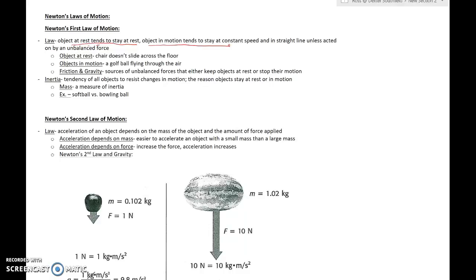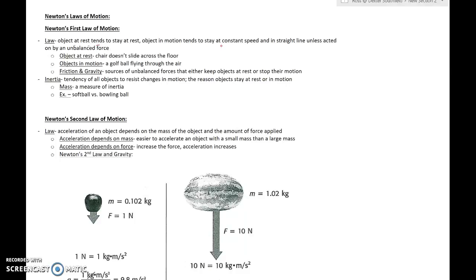So we can simplify that. This whole part here is important to recognize, right? But we're going to hold off on discussing that for a second. So objects at rest tend to stay at rest, and objects in motion tend to stay in motion. So the object at rest, for instance, this example here talks about a chair. That chair doesn't just start sliding across the floor all of a sudden. It takes an unbalanced force in order to change its motion. It means that you or I need to go over and push that chair for it to start moving.